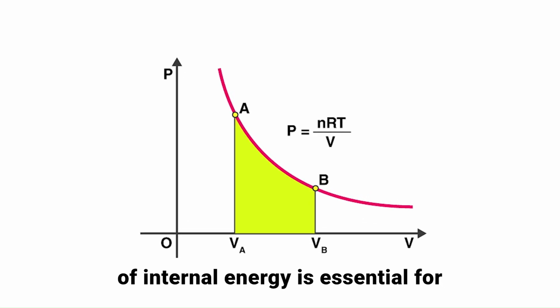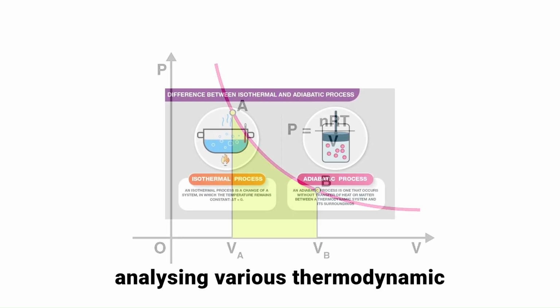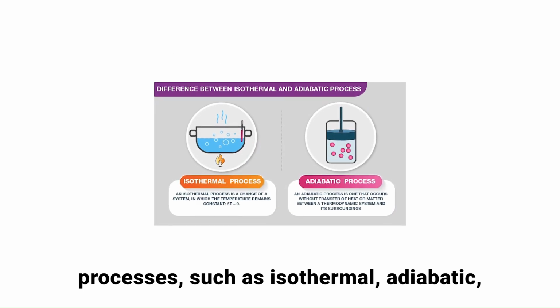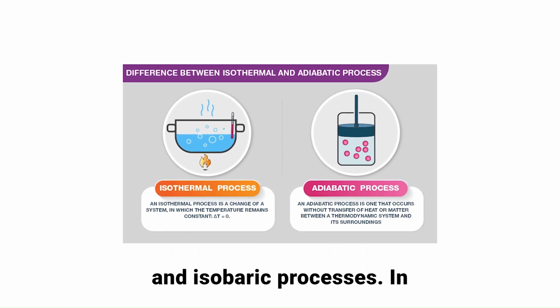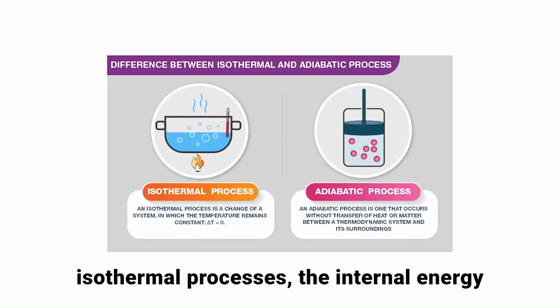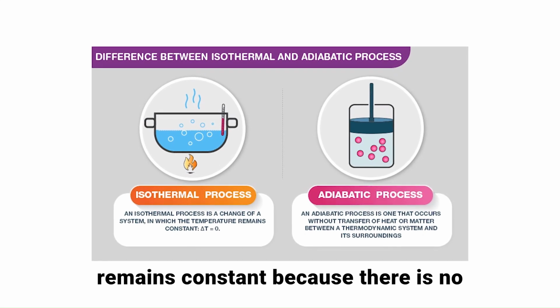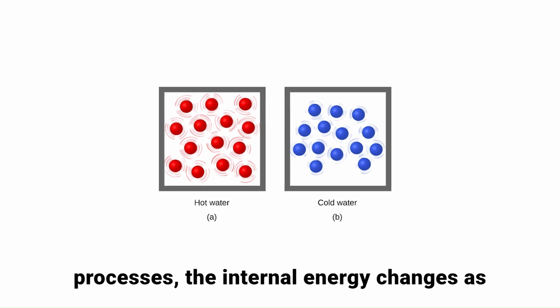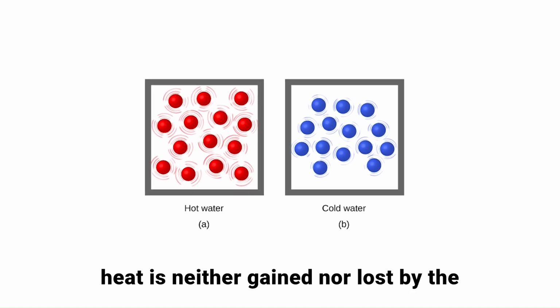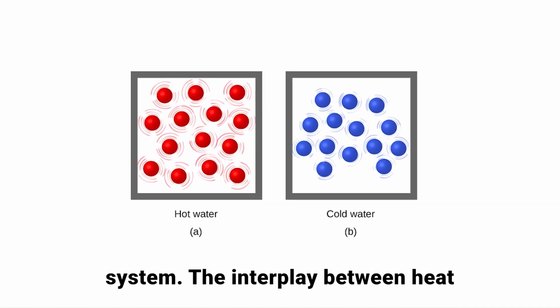Understanding the concept of internal energy is essential for analyzing various thermodynamic processes such as isothermal, adiabatic, and isobaric processes. In isothermal processes, the internal energy remains constant because there is no change in temperature, while in adiabatic processes, the internal energy changes as heat is neither gained nor lost by the system.